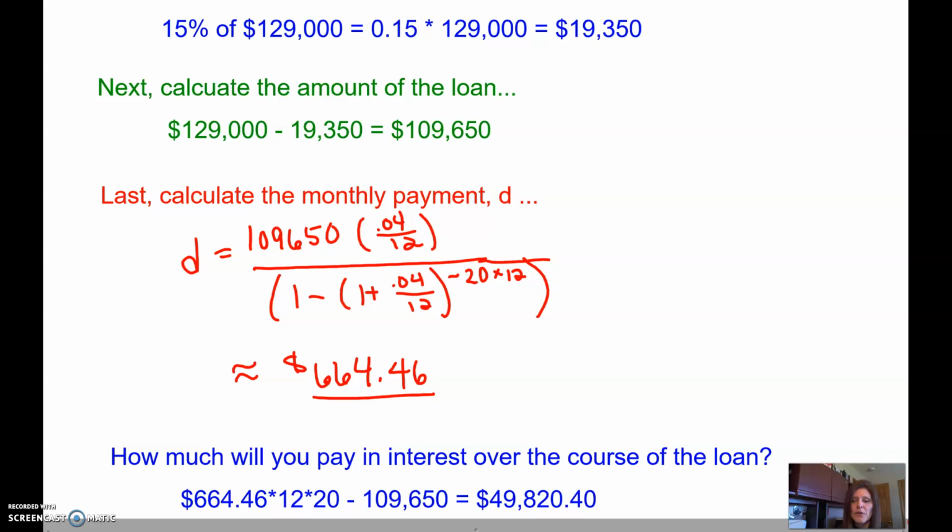Now, what about how much interest you're paying? Well, just like before, we'll take our monthly payment times 12 times 20, because that's how many years the loan is for, minus the original amount of the loan. Turns out we're paying $49,820.40 in interest for this loan. Not quite as extreme as the other one, but still a lot of money. Let me know if you have any questions.